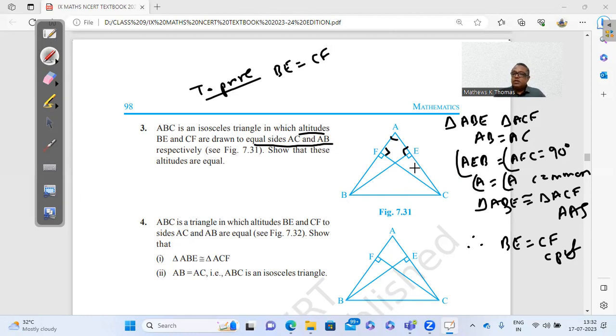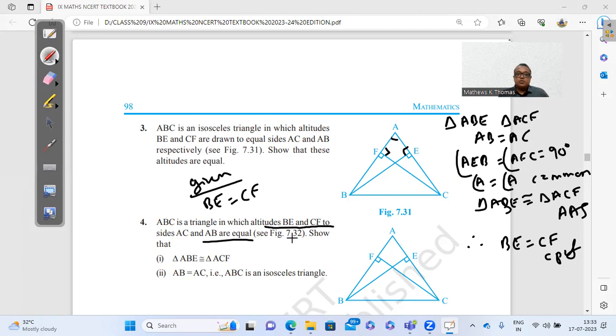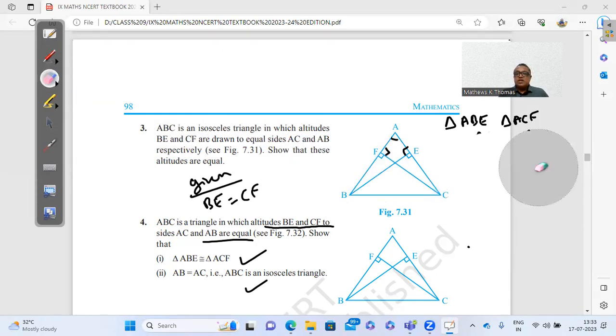Question number 4, they have changed the conditions. That's all. Almost identical proof. Here it is given to you that altitudes BE and CF are equal. So here it is given that BE is equal to CF. Now we have to prove that the triangles are congruent and the triangle is isosceles. So the triangles that I'm going to take are the same, only the conditions will be different.